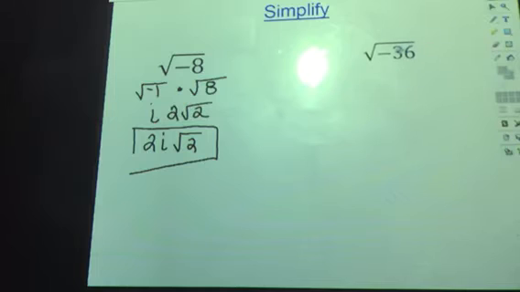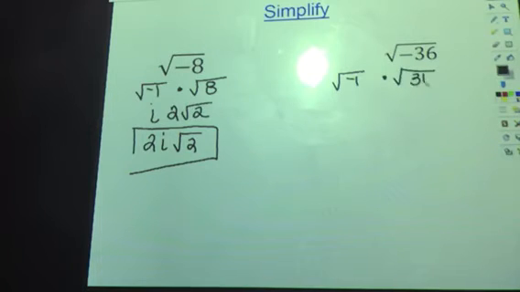Okay, let's do our next example here, which is the square root of negative 36. So here again, square root of negative 1 times the square root of a positive 36. The square root of negative 1 is i, and the square root of 36 is 6. So therefore our final solution is 6i. And this is how we work complex solutions.